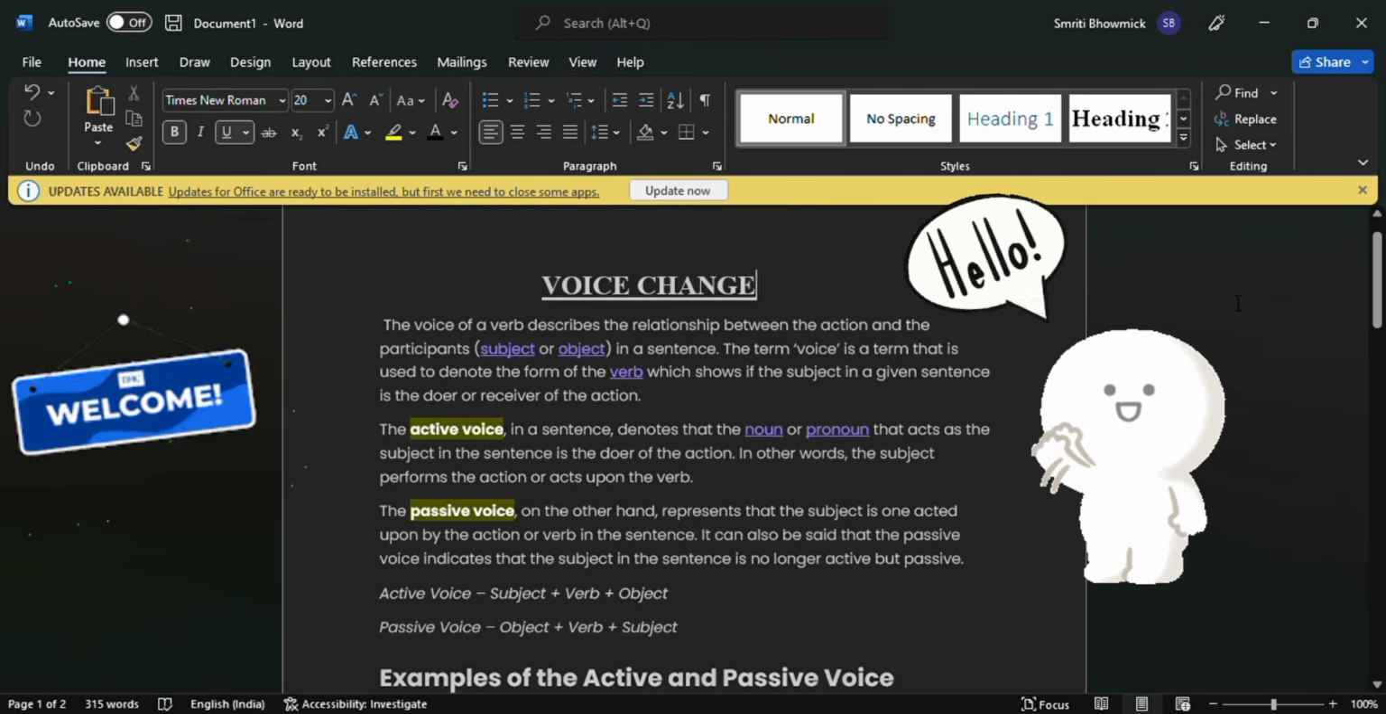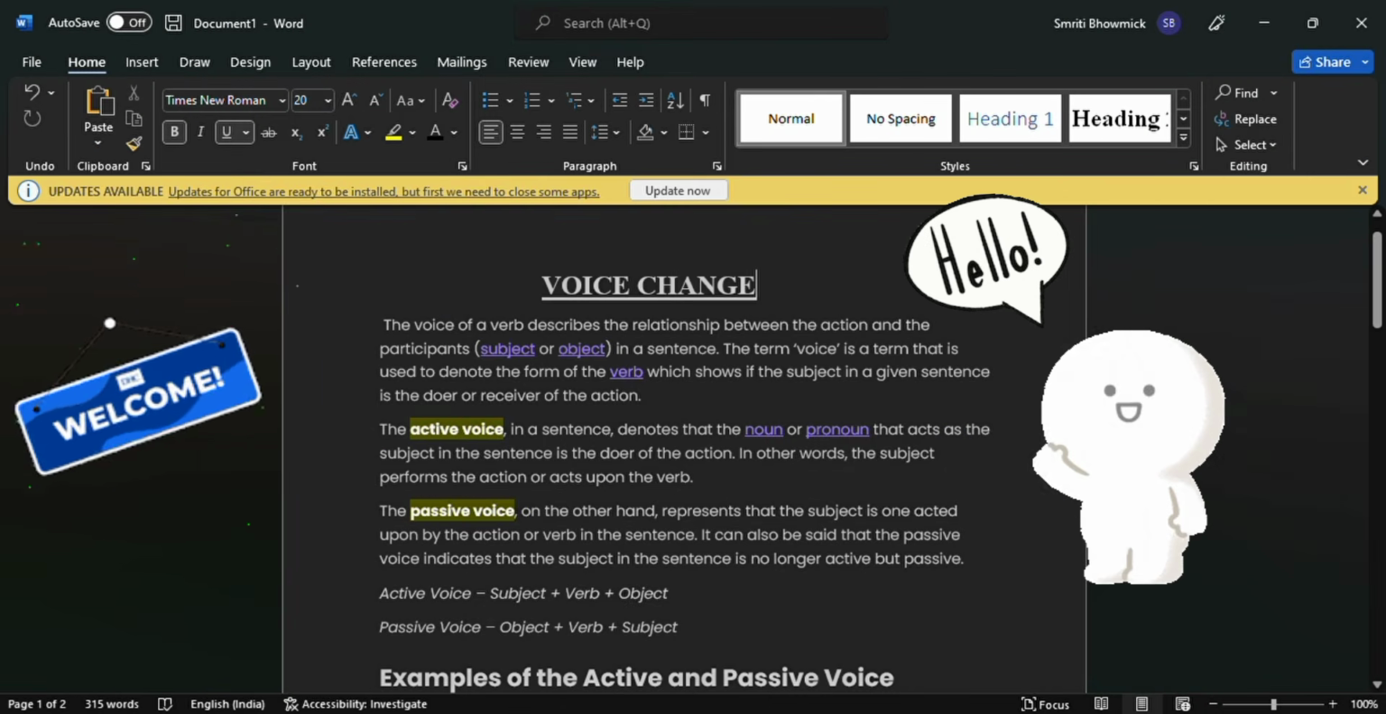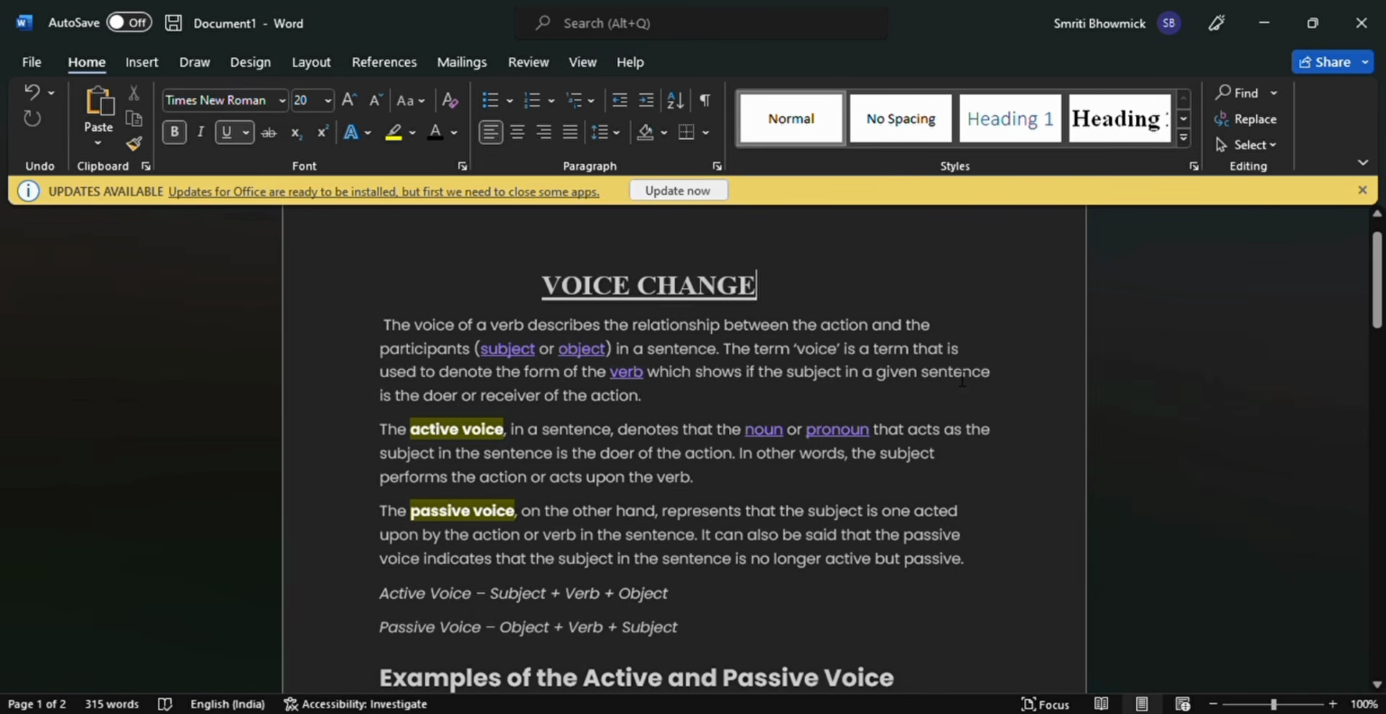So students, here we will discuss voice change. At first we will know what voice actually is. Here it is written, the voice of a verb describes the relationship between the action and the participants. Participants means the doer of action.